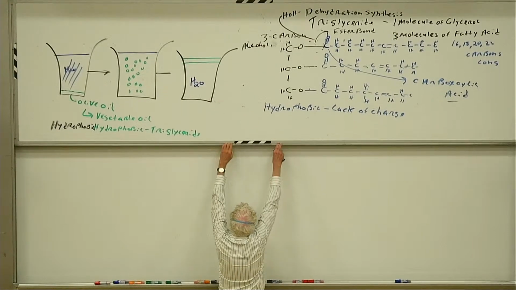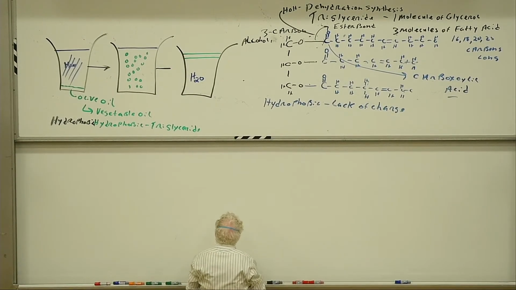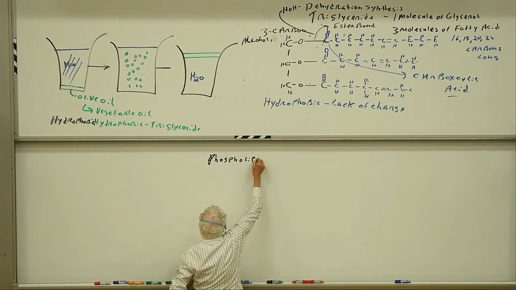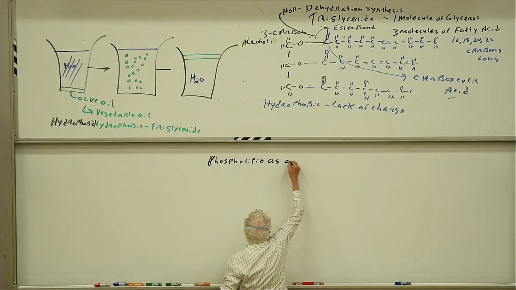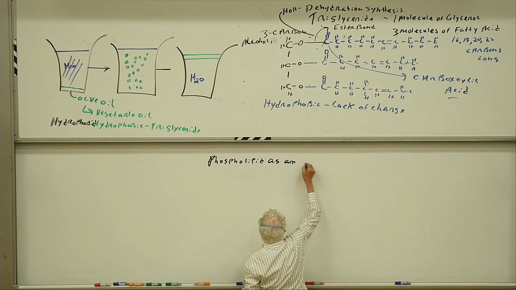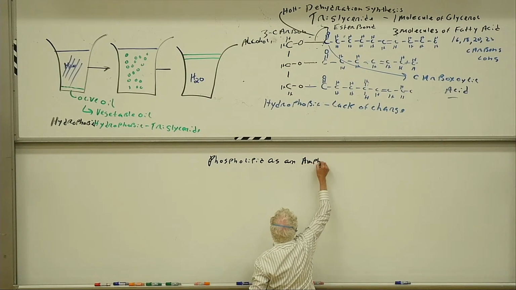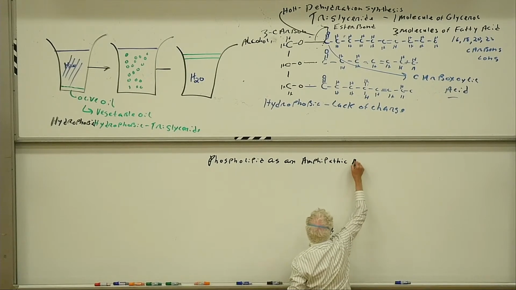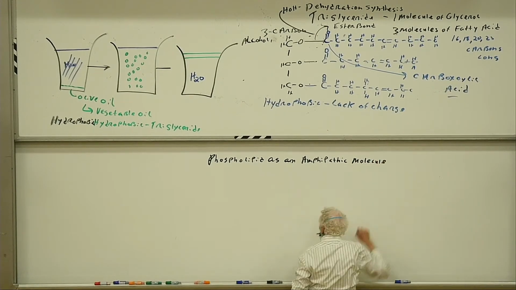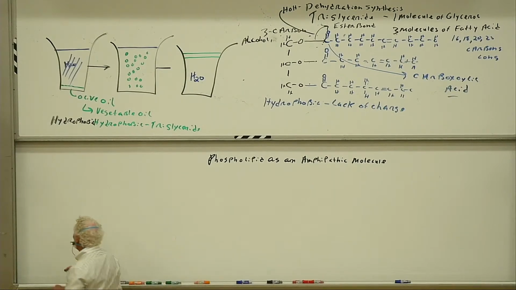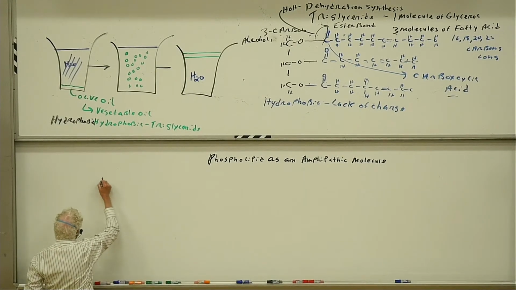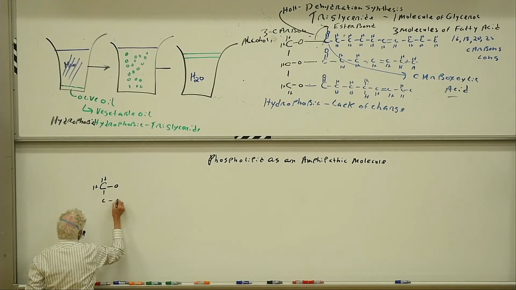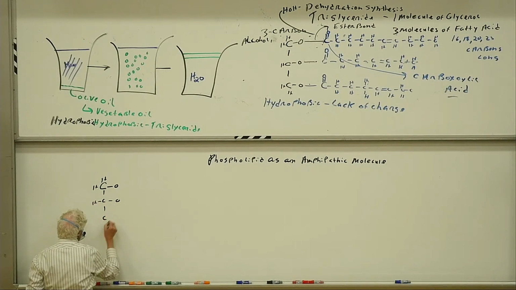So on the back board here, we're going to talk about something known as a phospholipid, as an amphipathic molecule. We're going to start with the same structure. We're going to start with glycerol. It's the carbon, the hydrogen, the oxygen, the carbon, the oxygen, hydrogen, carbon.